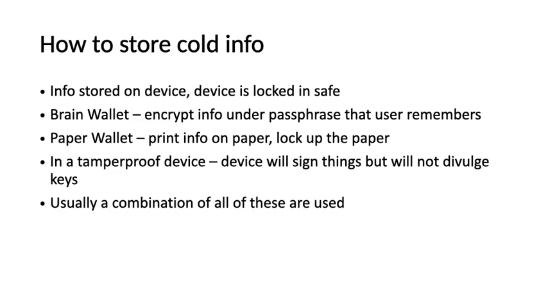There's also a paper wallet. So the information is printed on paper and you lock the paper up in a safe. The security is only as good as the security of the safe or wherever you have it stored. There's also an option of using a tamper-proof device. This device will allow you to sign things but will not divulge what the key is. And again, the best way to go about this is usually the same as everything else, diversity: use a combination of all of these.